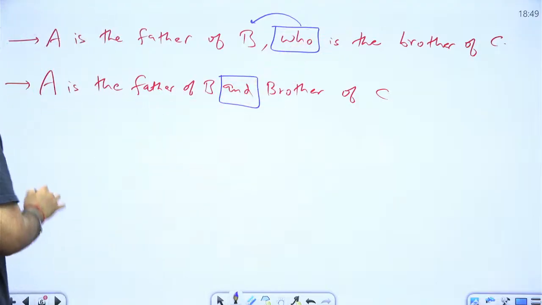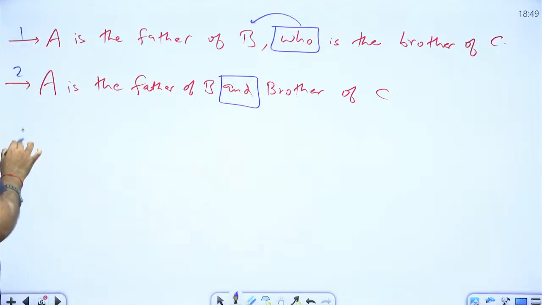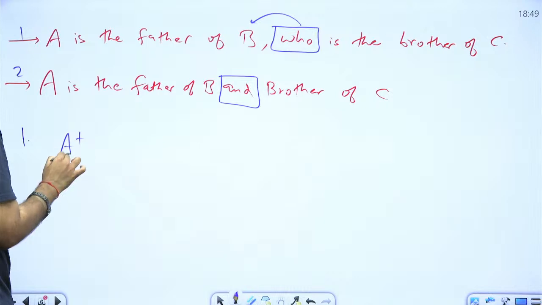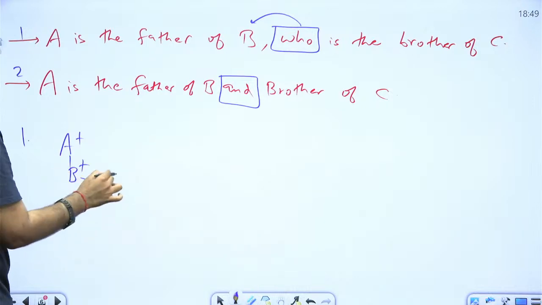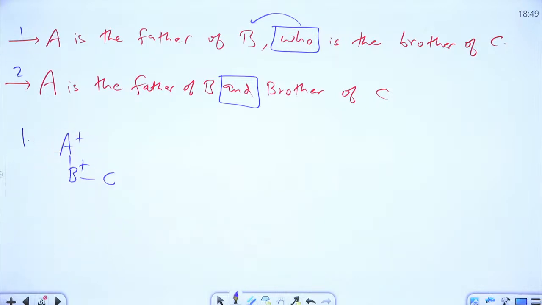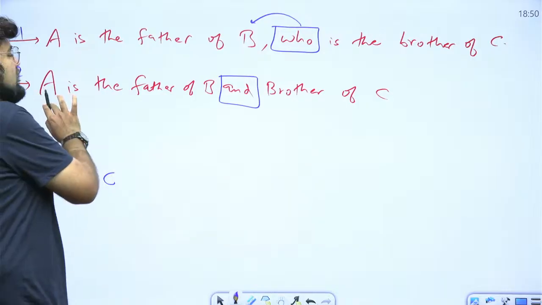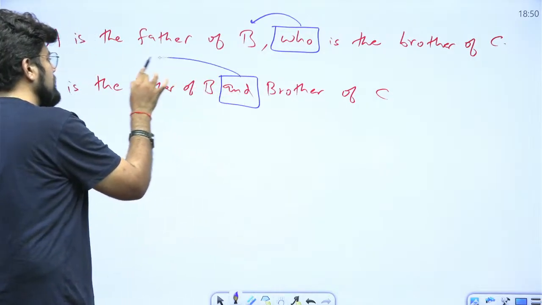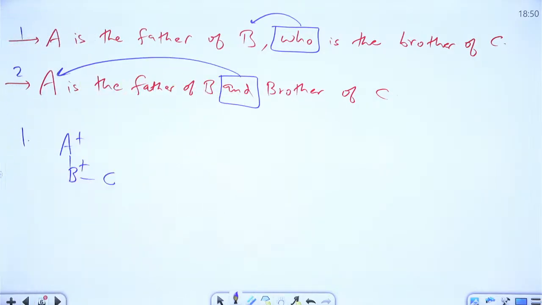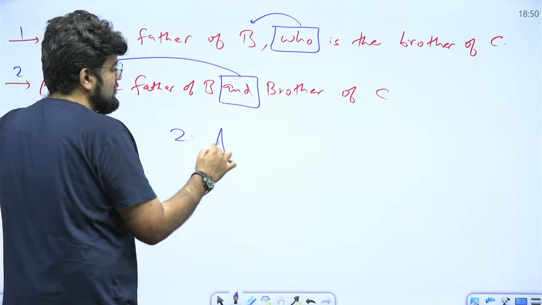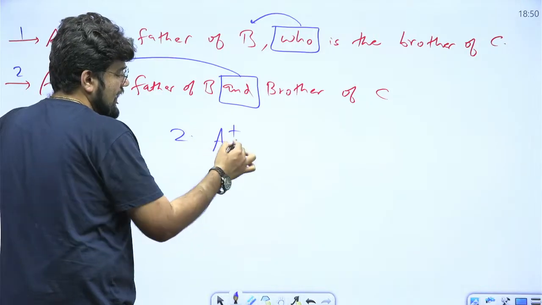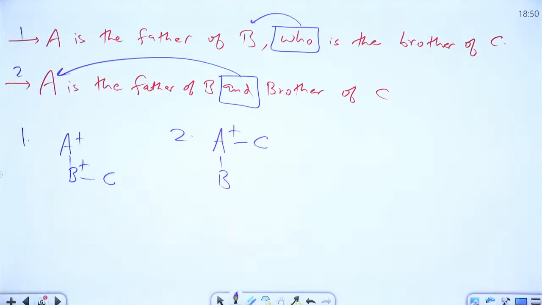So how will I plot it? Let's say this is 1, this is 2. For 1 I will say A is the father of B, who is the brother of C. This is my tree. In the second case, whenever they write and, it talks about the person with whom the statement had started. A is the father of B and brother of C. So for 2 we will write A is the father of B and brother of C. Did you understand the two differences when you use who and and?